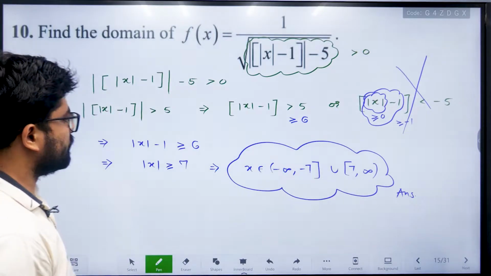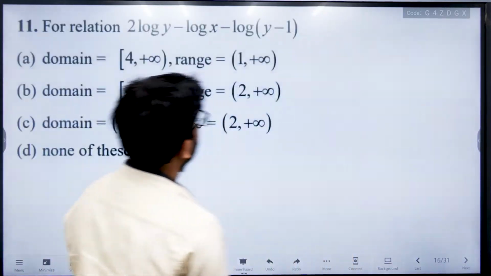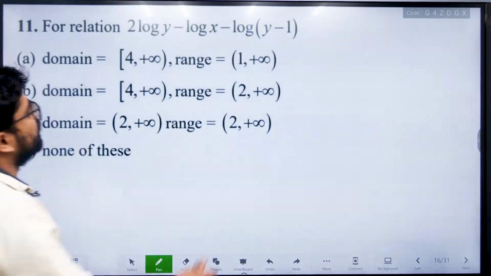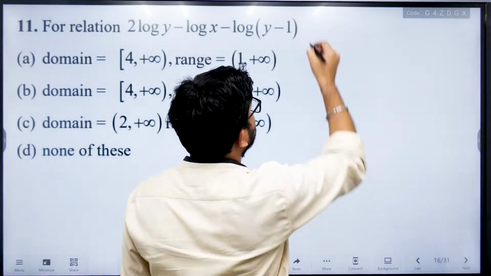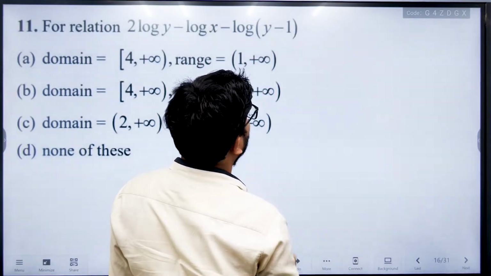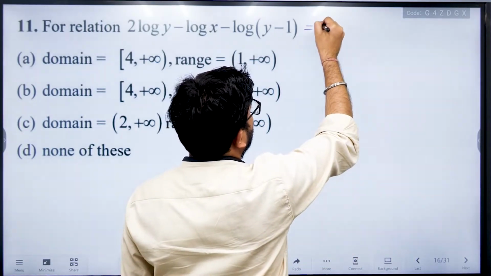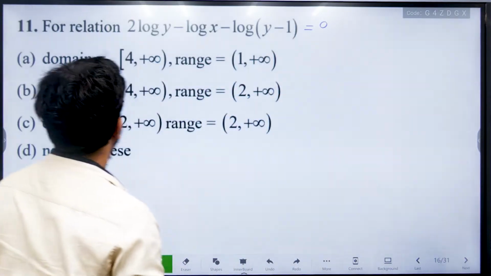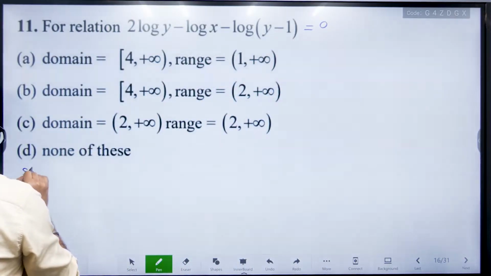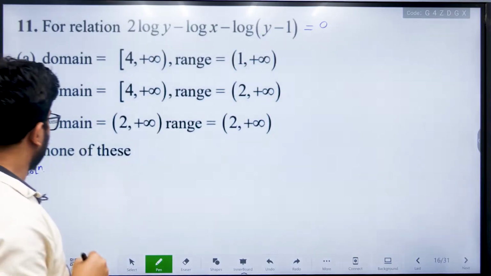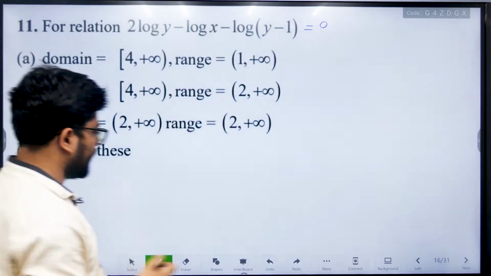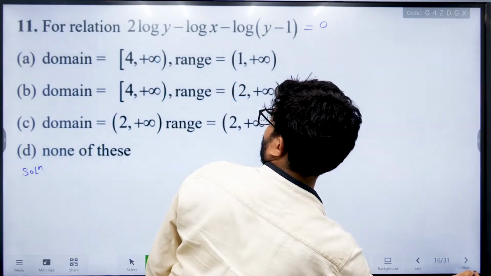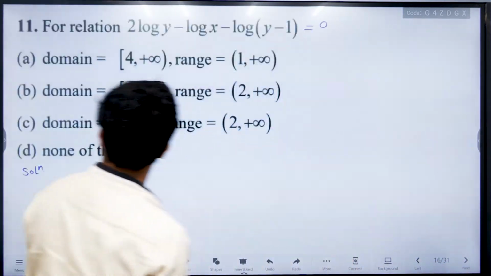So the next thing is, we have some correction in this question. That thing is equal to 0 here. In the question we have some relation and we have to find the domain and range. So how can we find the domain and range?